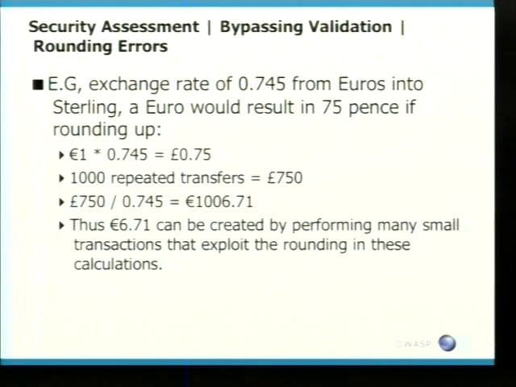So if we look at an example here, we want to convert money between euros and pounds. The exchange rate is 0.745. If you do that in a normal currency conversion, that would round up to 75. Obviously, 4 is closer to 5 in the convention, so it rounds it up. So 1 euro times 0.745 is equal to 75p. If you do this 1,000 times, you get 750 pounds, which is a lot more than you should get. If you then take the 750 pounds back into euros, you gain 1,006 euros.